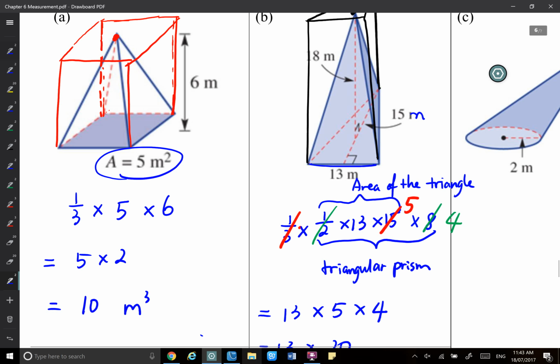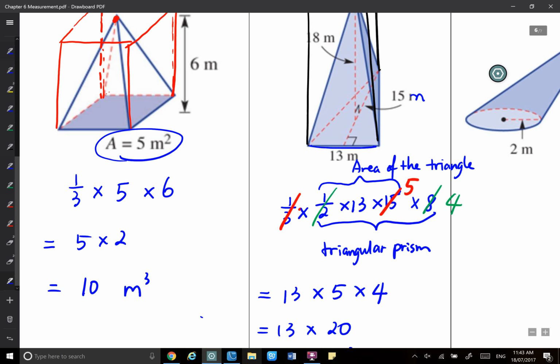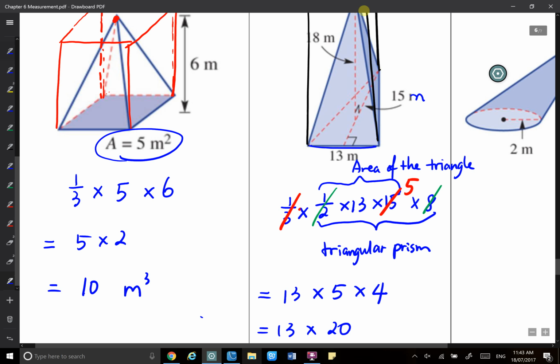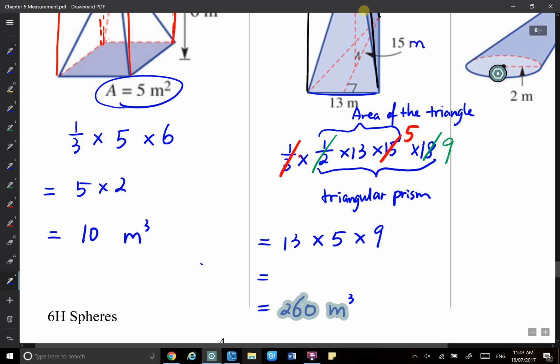Oh, I have sketched, yeah, 18. Yes, my lines overlap with that. So here will be a 9. So what's that? 65 times 9. Okay, that's 585 meter cube.